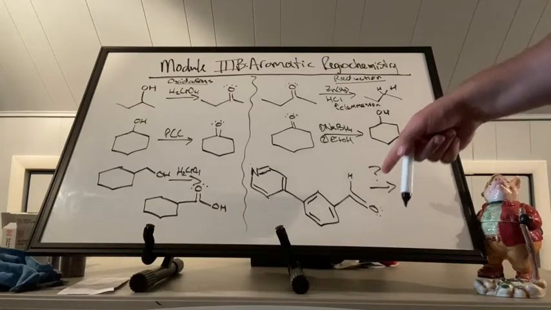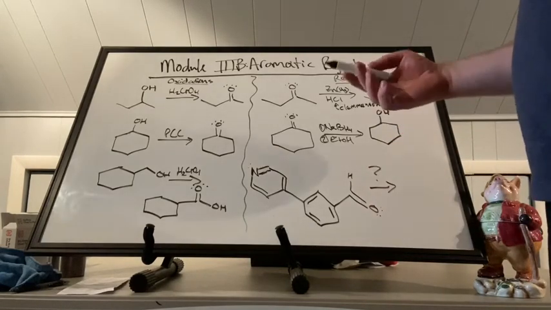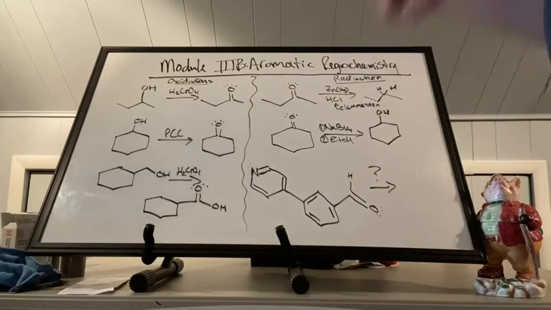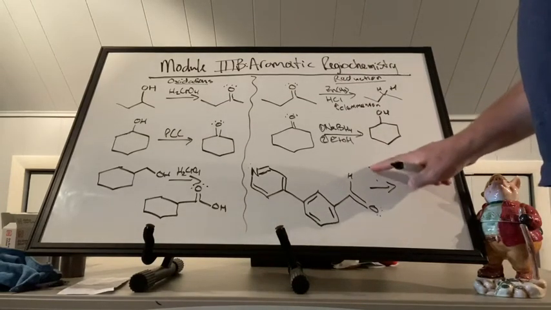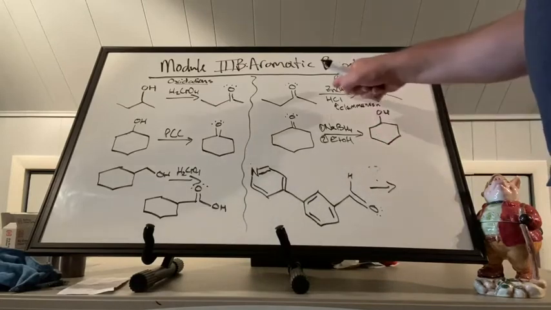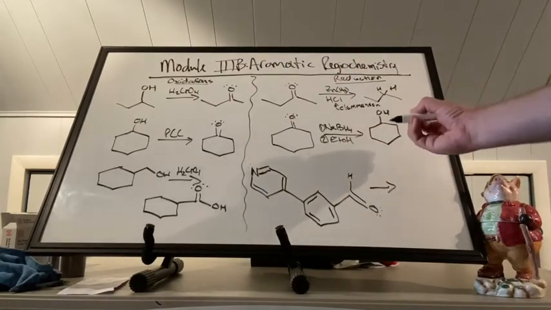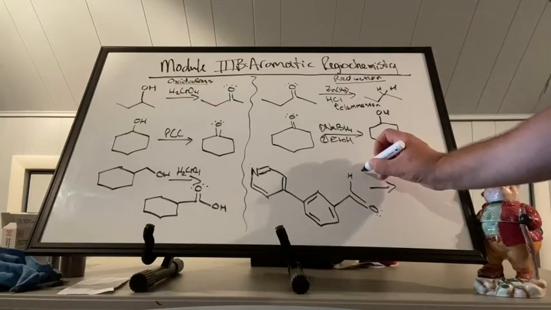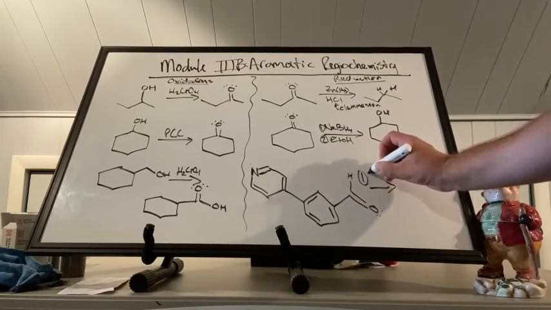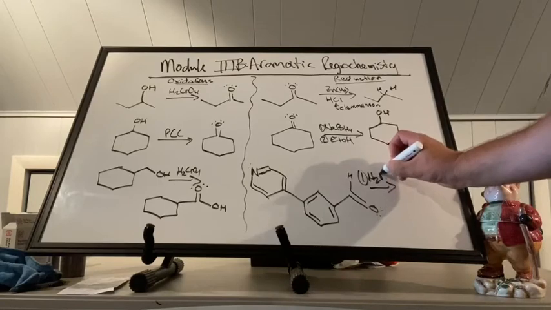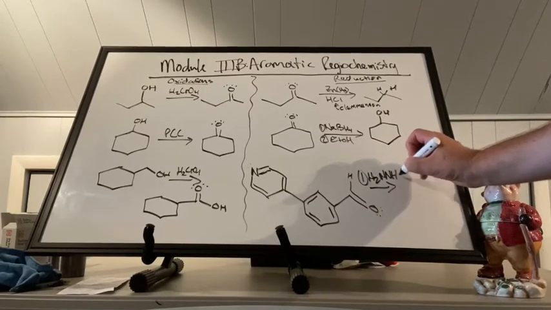So in this particular case, instead of deactivating the ring using something strong like HCl, with the zinc mercury amalgam, you would use Wolff-Kishner. So Wolff-Kishner again, you'd use hydrazine to form a hydrazone.